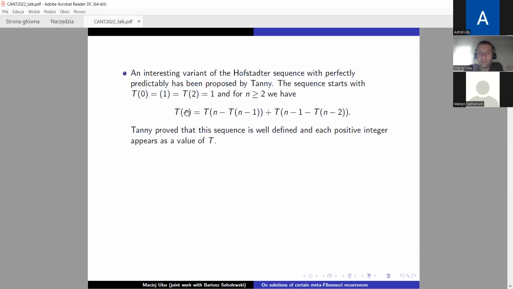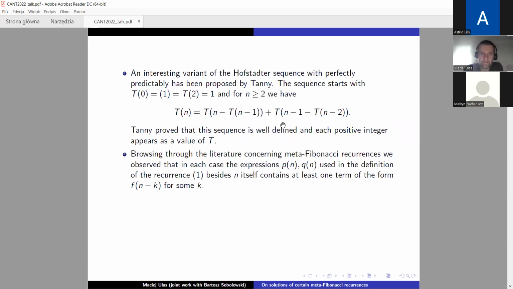And here is the definition of the recurrence. One can prove that this sequence is well defined, so we can compute Tn for each n. And in fact, each positive integer appears as a value of T.